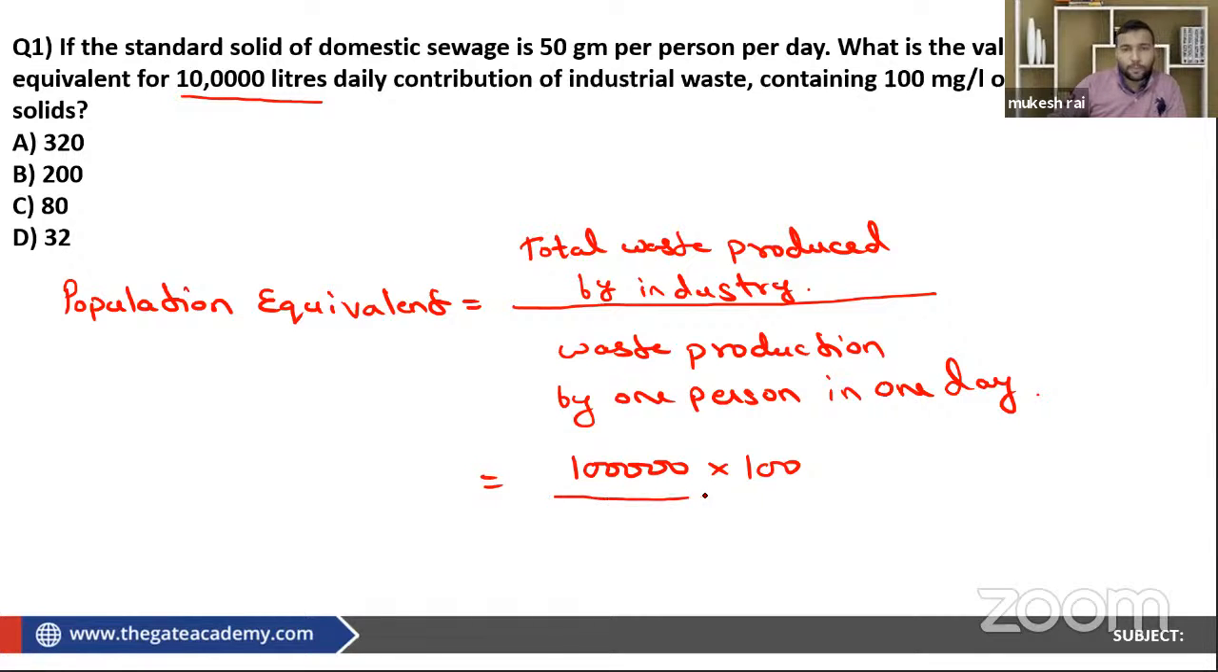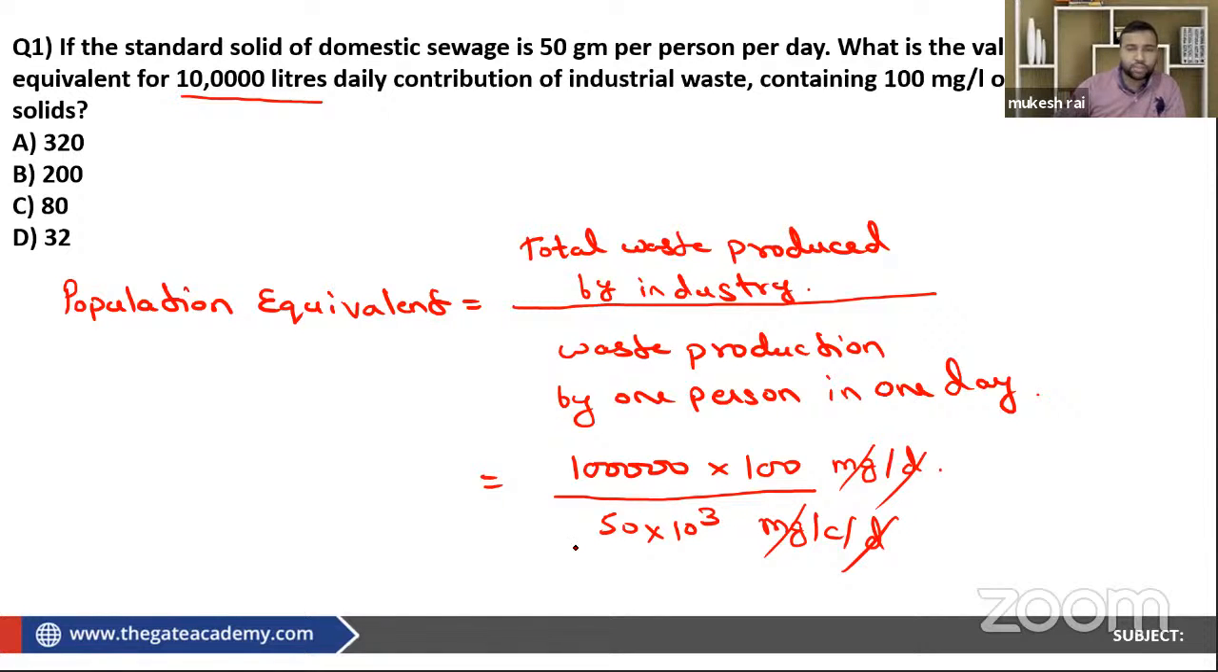Now, what is the waste production by one person in one day? It will be 50 gram, but its unit is gram and we need milligram per day. So we need to convert this gram into milligram. We will multiply by 10 to the power 3, and it will be converted into milligram per capita per day. Now milligram and day cancel out and we will get the population equivalent.